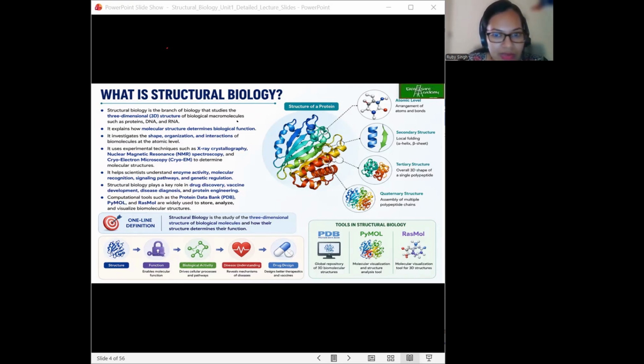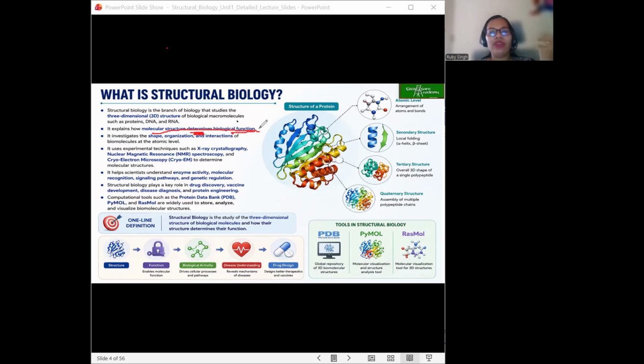Okay. So as we see here now, the molecular structure determines the biological function, right? Just think about an enzyme. I'll be taking each sentence and explaining it with an example, okay? So let's understand over here. So the molecular structure determines its biological function.